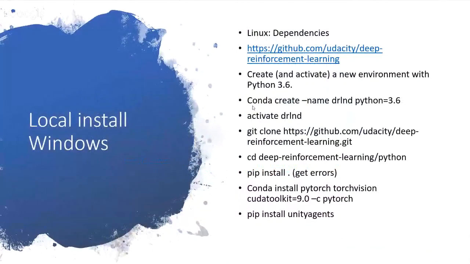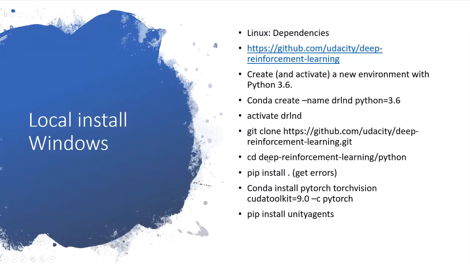Gone through the workspace. So, local install in Windows. Probably the first thing to do, which actually says Linux dependencies but is meant to be Windows, is go to the repo, activate an environment with Python 3.6, conda create it if you can, activate it, git clone, then as your next command, this.